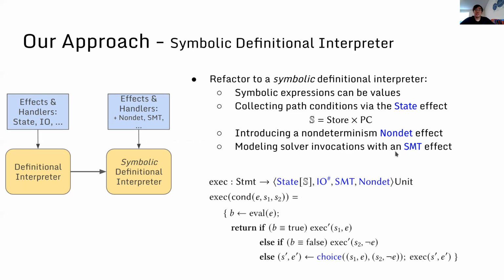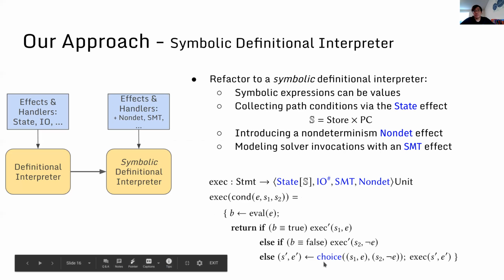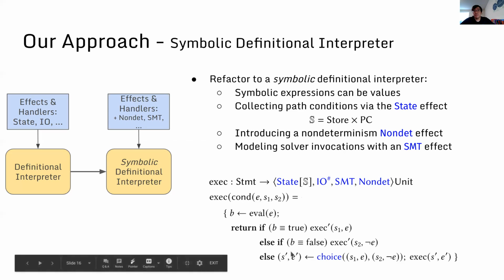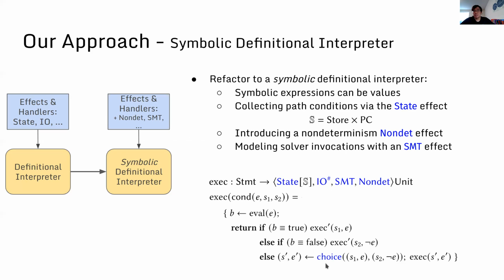The non-determinism effect is used to model the semantics of exploring multiple paths in symbolic execution, and SMT effects model the solver invocations. For example, a simplified version to interpret conditionals is to non-deterministically execute both branches S1 and S2 when the condition cannot be determined to a Boolean value, true or false. And this operation choice, in color blue, is an algebraic effect operation and is part of the non-determinism effect.